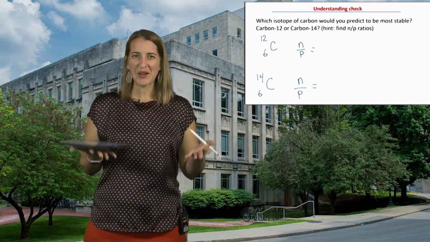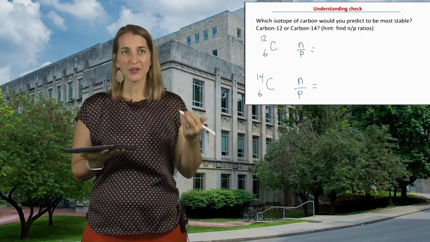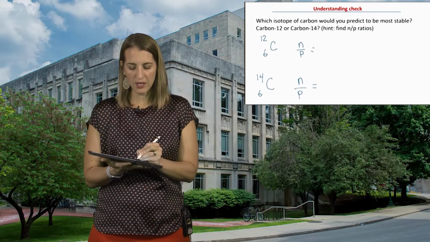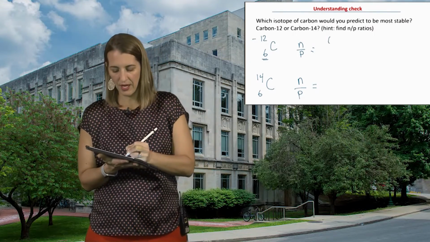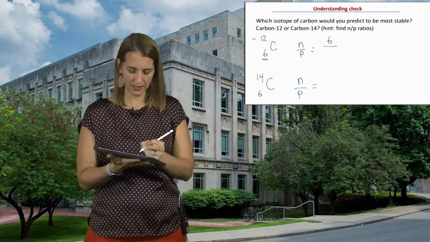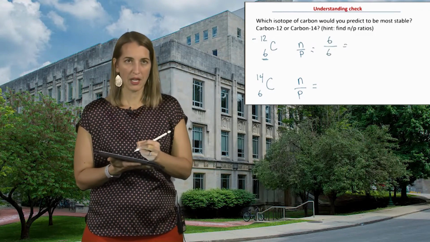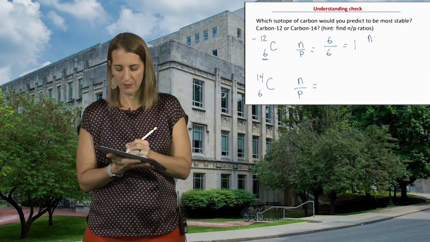All right, hopefully you have got this figured out as well. I wrote down the two isotopes here, carbon-12 and carbon-14, and let's calculate the N to P ratio. Hopefully you did it as well. When you have 6 protons, the mass number is protons and neutrons, so 12 minus 6 is 6. We have 6 divided by 6, and this would be a 1-to-1 ratio.